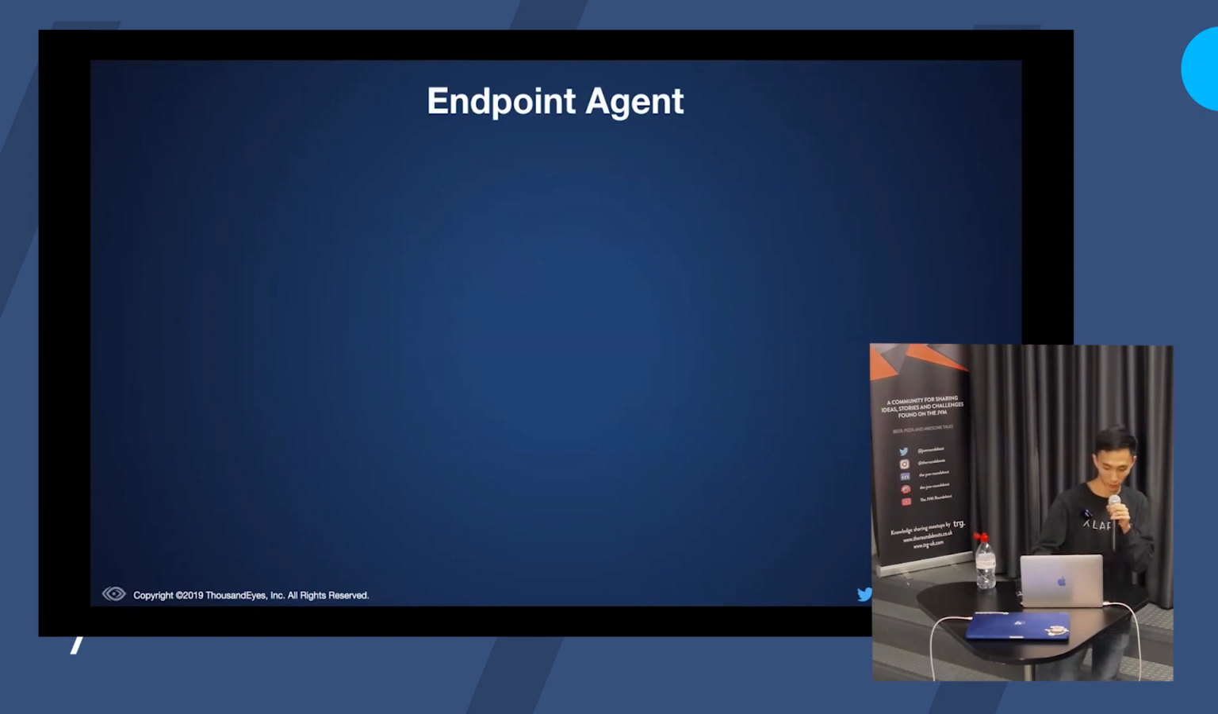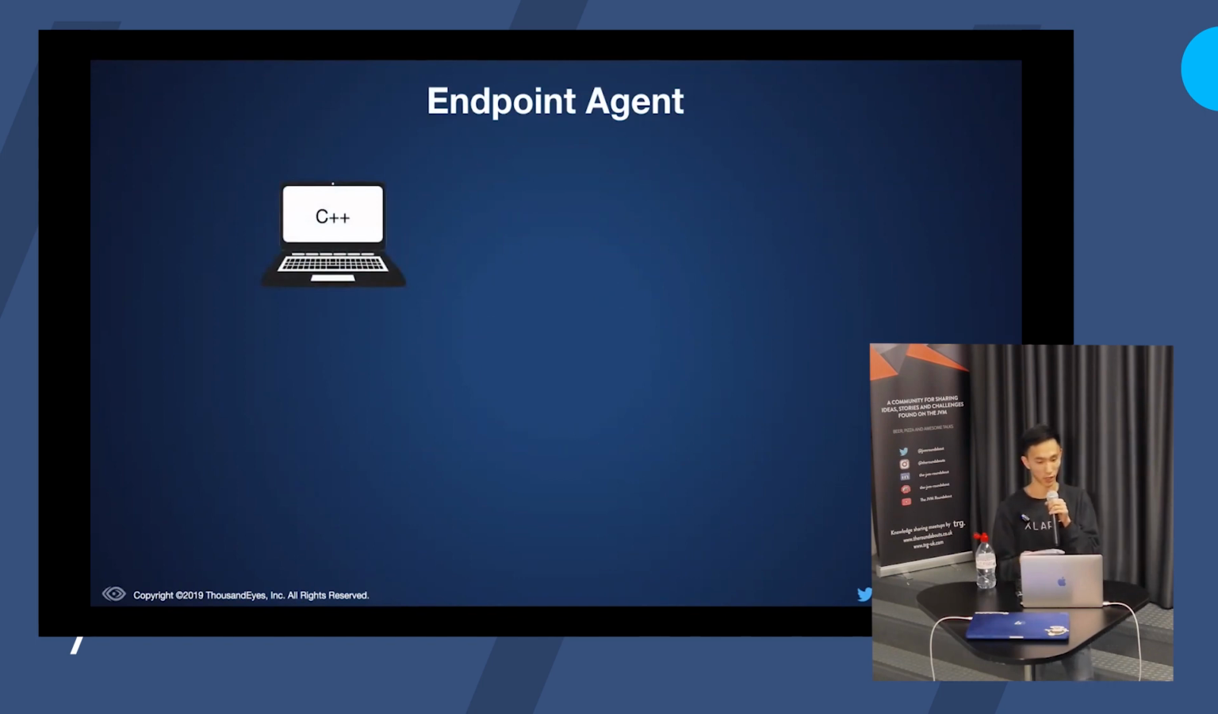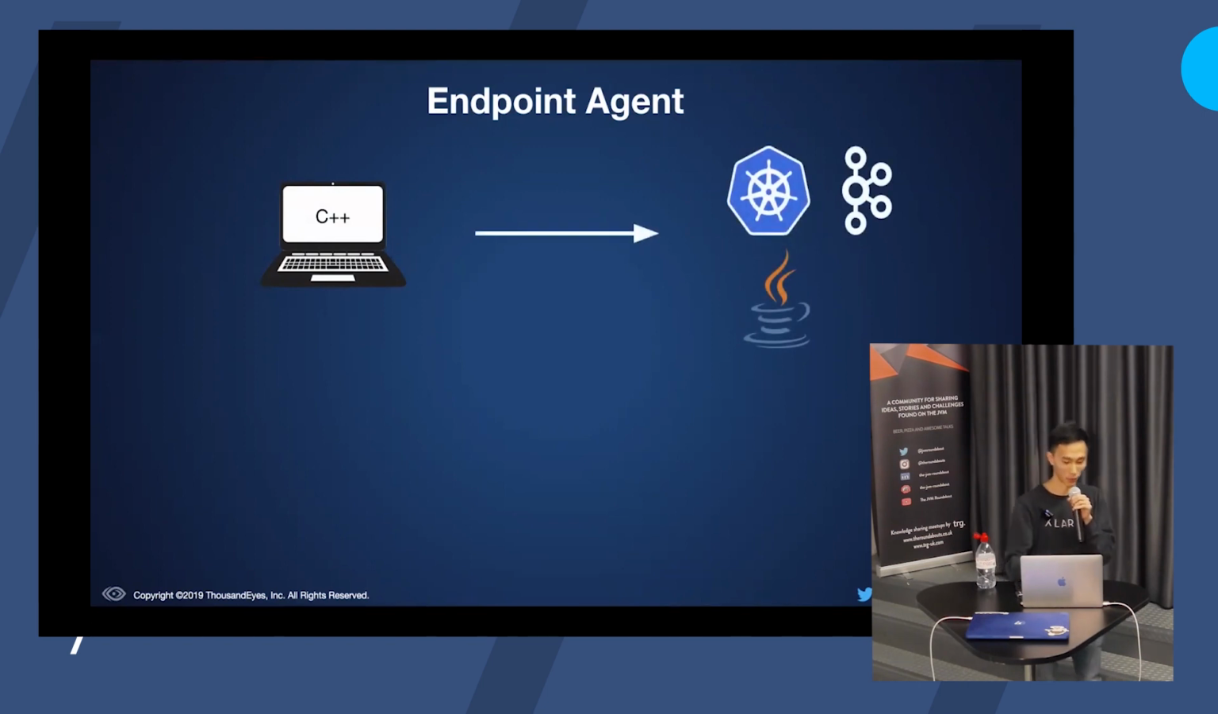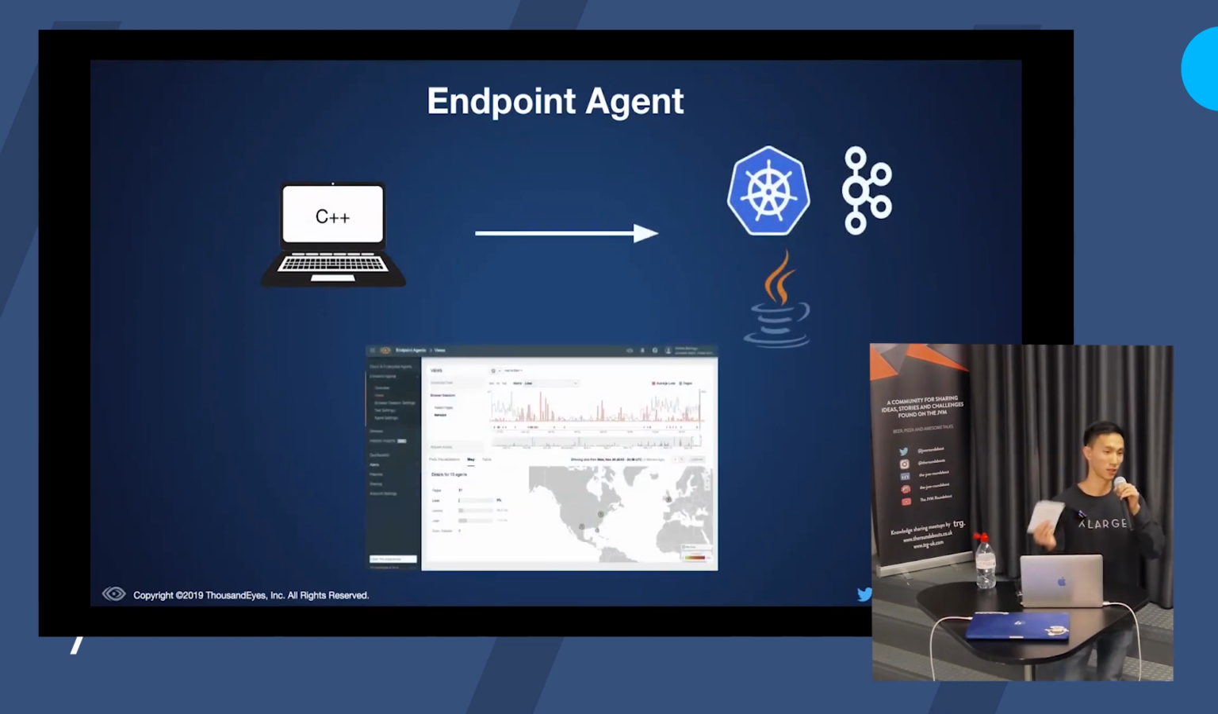So concretely, the Endpoint Agent is a C++ piece of software that we install onto the employee's laptop. It gathers data and various metrics, which it then sends to our backend. And then we also have a web application that makes this stuff pretty and shows it on graphs and so on.